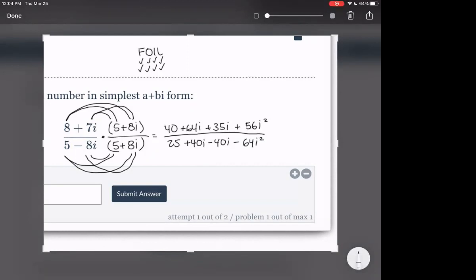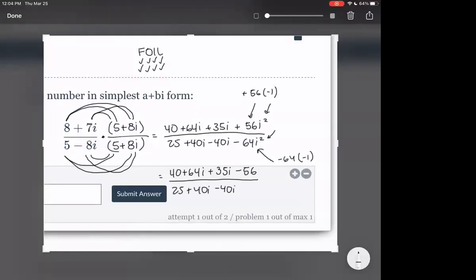Okay, so we FOILed the top, we FOILed the bottom. Now let's get rid of those pesky i squareds. I'm not changing anything here. Instead of a plus 56i squared, remember this is a plus 56 times a -1. So instead of plus 56 times -1, it's really minus 56. And then on the bottom, let's write out the first bits. 25 plus 40i minus 40i. Haven't changed anything there, but instead of a minus 64i squared, that's minus 64 times -1. That's really a plus 64.